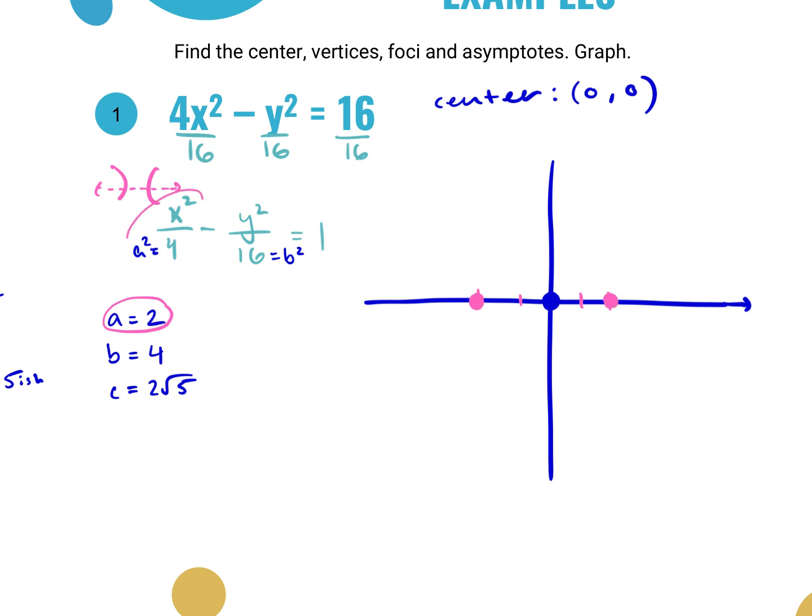Because a is under the x, we move along the x, so to the left and right, but we also knew that it was going to be a horizontal transverse axis, so our vertices are going to be horizontal. So for my vertices, we can label those as -2, 0, and 2, 0.